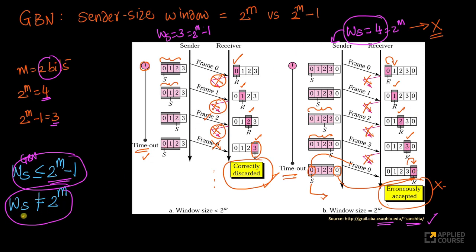That's why WS can never be equal to 2 power m, because there is this boundary case. This is like an extreme case where every acknowledgement for every frame got lost. But as designers of a protocol, we have to think of every case that is possible. The worst of the worst case also we have to be prepared for. Hence, we never make WS equal to 2 power m. We always make it less than or equal to 2 power m minus 1. Because if it is less than or equal to 2 power m minus 1, everything is correctly discarded as we expected. If it is equal to 2 power m, we erroneously accept, and we don't want such a situation.